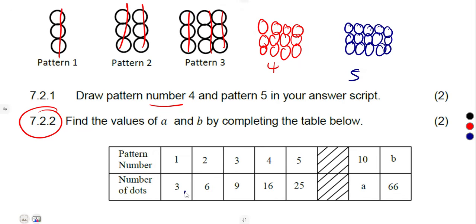Between the outputs, the number of dots, here there is a difference. 6 minus 3, there's a difference of 3. 9 minus 6, there's a difference of 3. 16 minus 9, the difference is actually 7, which is not the same. 25 minus 16 is not what we need there either. There's a difference of 9. So this one had a difference of 3, there was a difference of 3.